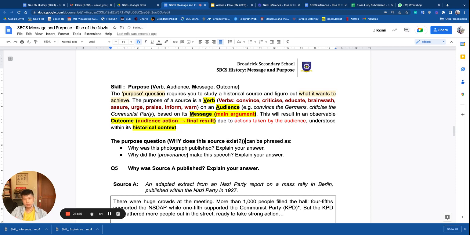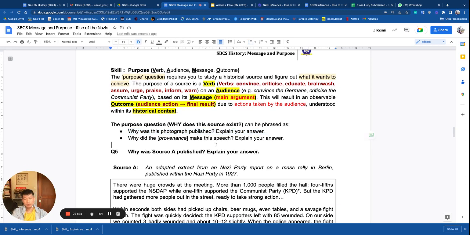Something like that. The question would be something along those lines. So like, why was this photograph published? Why did Hitler make this speech? Why did the Communist Party put out this poster? Why did President Hindenburg send this letter? So whenever you think about the question of why does this source exist, it is a purpose question.